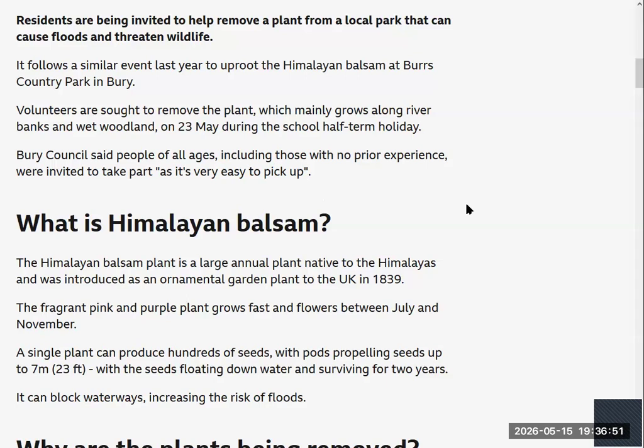So was there anything else in that little bit I read out that isn't quite clear to you? I'm not sure about the word after volunteers, sought. Sought means are being looked for. So volunteers are being looked for to remove the plant.